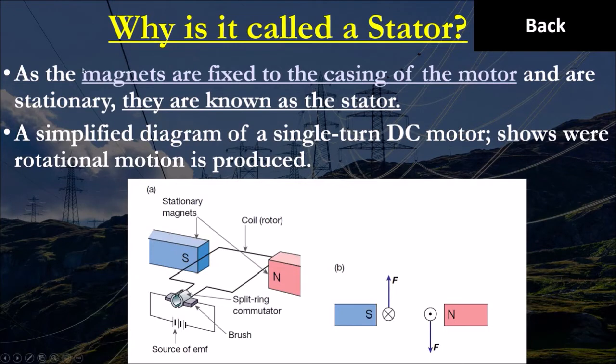Just a little trivia on what a stator is. It's just magnets that are fixed to the motor and they're stationary. That's why they're known as the stator. If you look at this, what I said was the radial magnetic field. These two stationary magnets here are not radial magnetic fields. They're just normal bar magnets.